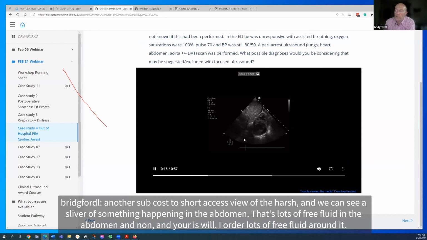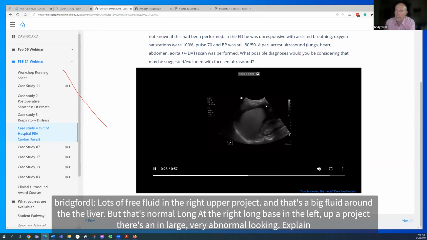Another subcostal short axis view of the heart, and we can see a sliver of something happening in the abdomen. That's lots of free fluid in the abdomen, a non-aneurysmal aorta, lots of free fluid around it, lots of free fluid in the right upper quadrant, and that's a big space of fluid around the liver, but that's normal lung at the right lung base.